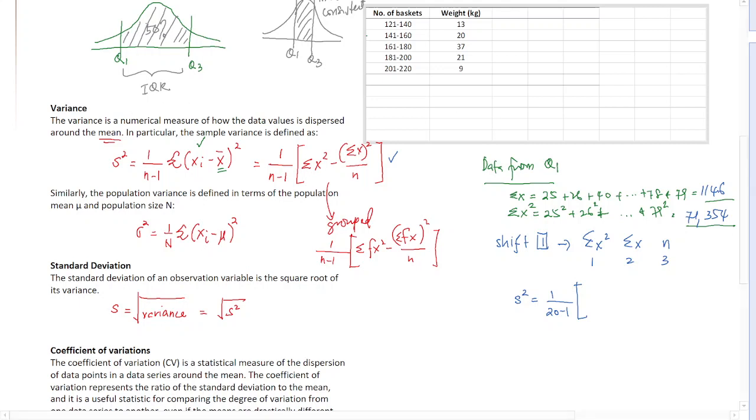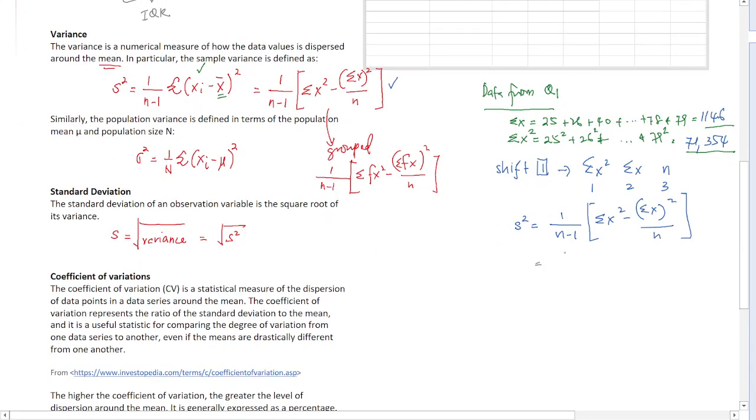So in this case, sepatutnya kita kena tulis dulu formula. So let me just write down the formula first. Okay, you have to write down the formula first. So the formula is 1 over n minus 1, and then you use the second formula, that is summation of x squared minus summation of x squared divided by n. And then in this situation right now, kita kena gantikan dengan nilai.